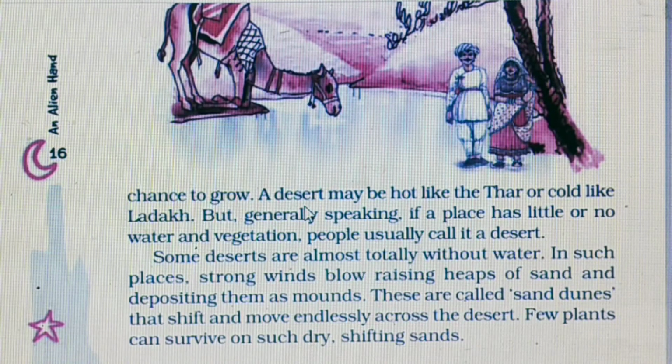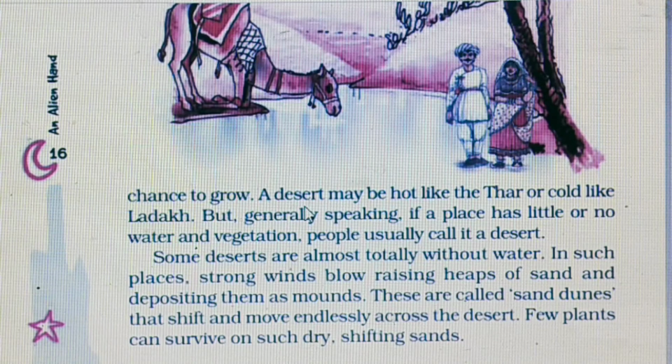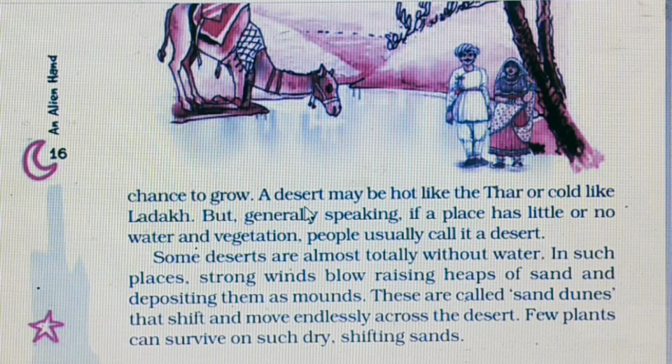Some deserts are almost totally without water. In such places, strong winds blow, raising heaps of sand and depositing them as mounds. These are called sand dunes. When strong wind blows, sand dunes are formed, and they keep shifting and moving endlessly across the desert. Few plants can survive on such dry, shifting sands.